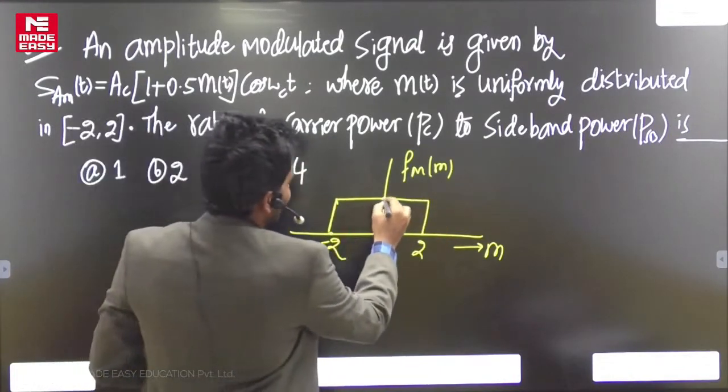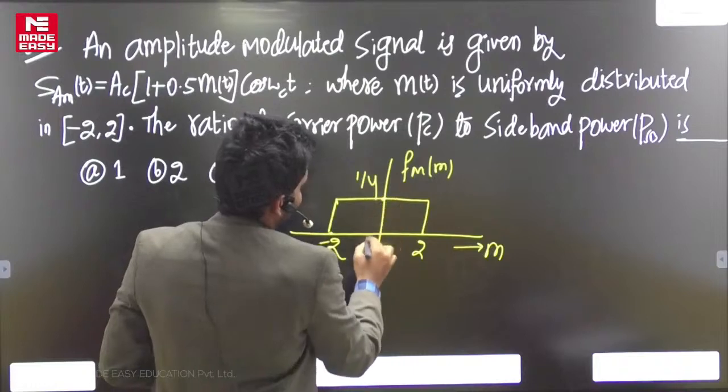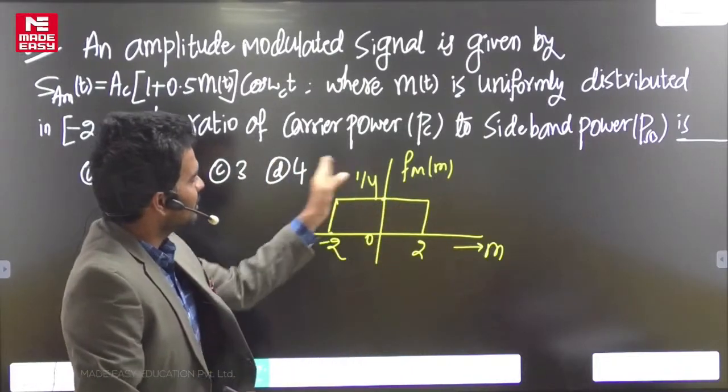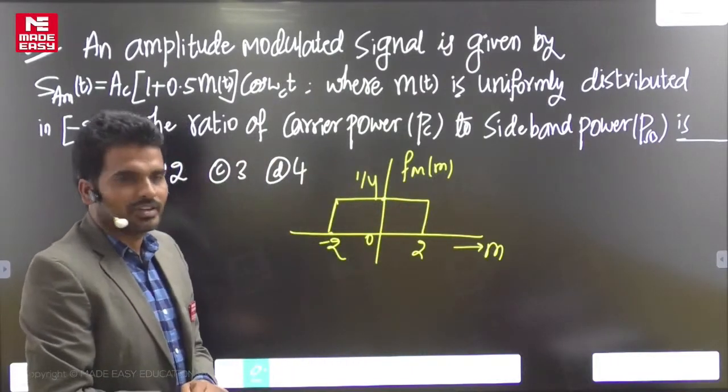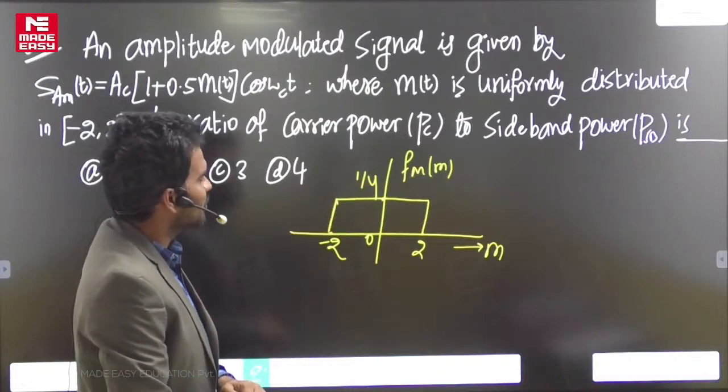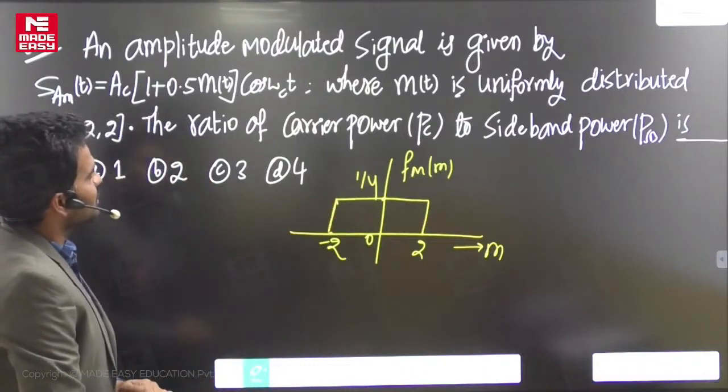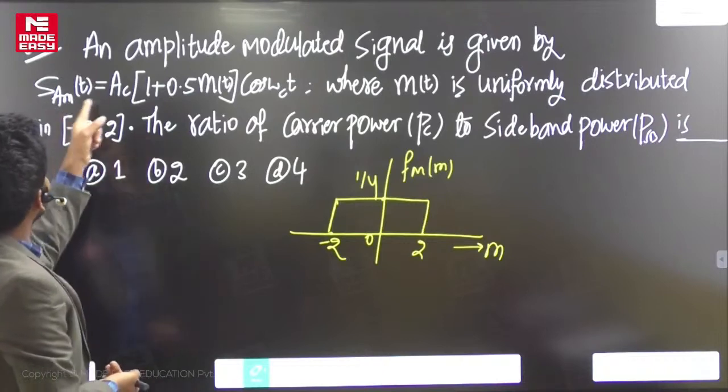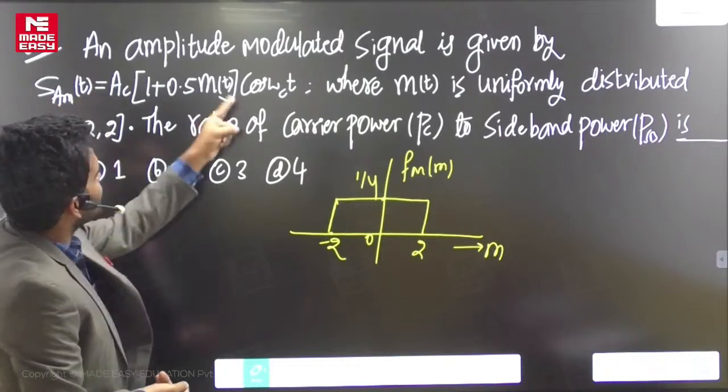Okay. Then the height will be 1/4. The total area under the density function should be equal to 1, so the height should be equal to 1/4. So here the density function of the message signal is given. And if you see the expression of the AM signal, it is in the standard form.